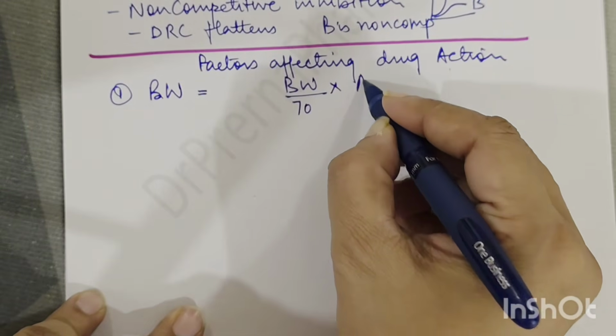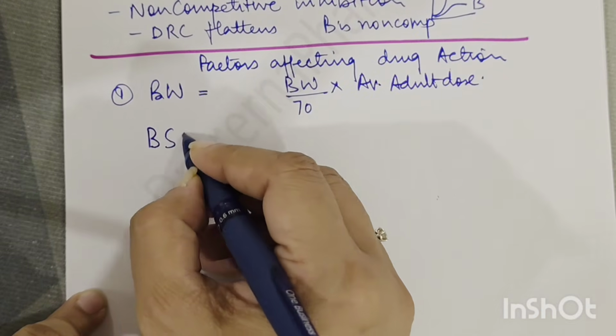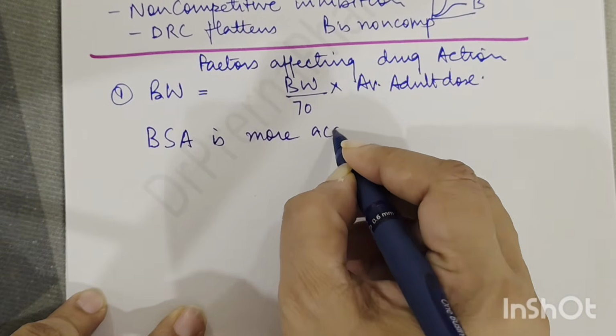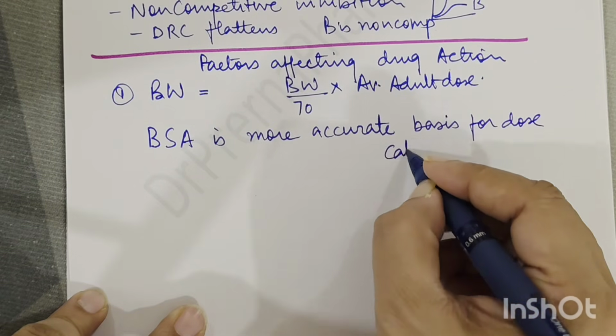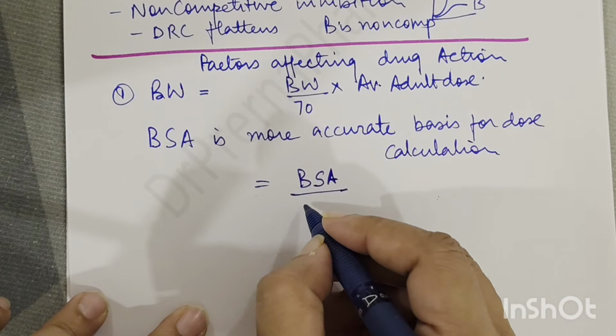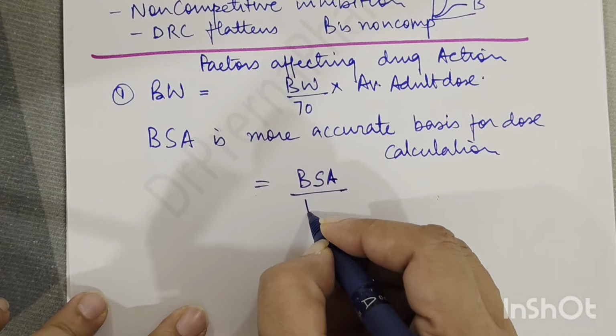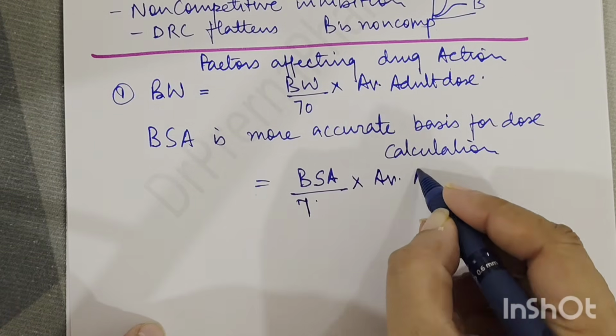Body weight upon 70 into average adult dose. Okay, remember this formula. Second thing, body surface area is a more accurate basis for dose calculation. And what is the formula? Body surface area upon 1.7 into average adult dose.